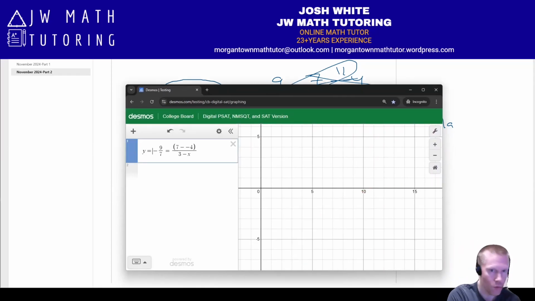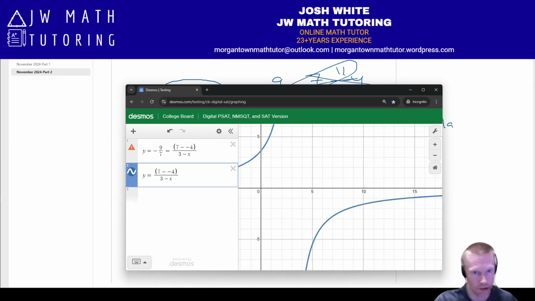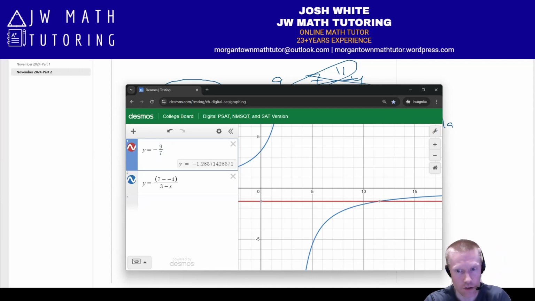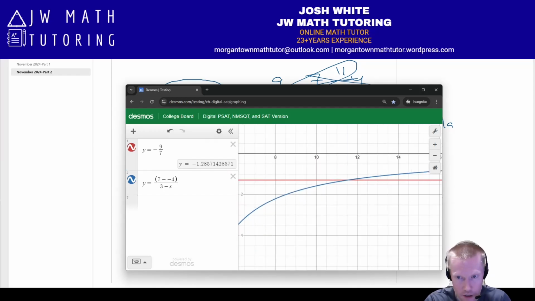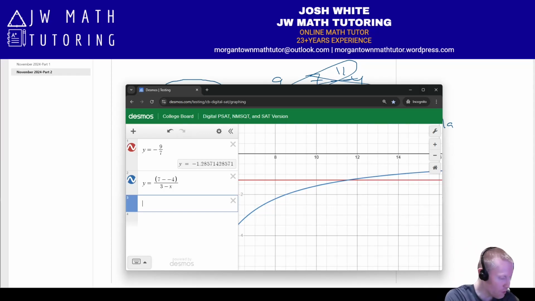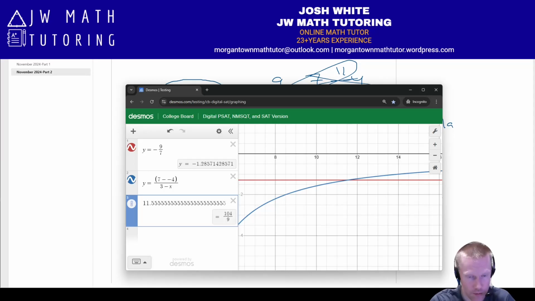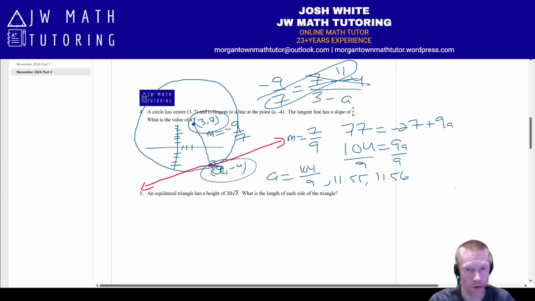So instead, what I'm going to do is use the preferred approach to solving equations, which is graph y equals left side, y equals right side, and then we're going to look for the intersection points. Okay, so I can see the intersection point is right here, and that gives me 11.556, which you could enter as an answer. And if you just type a bunch of fives, eventually it'll confirm the fractional value of 104 over 9. So that is or should be the correct answer.